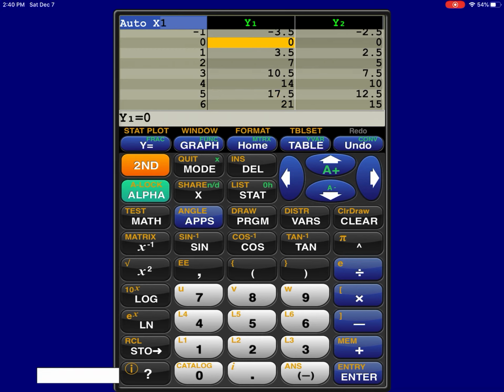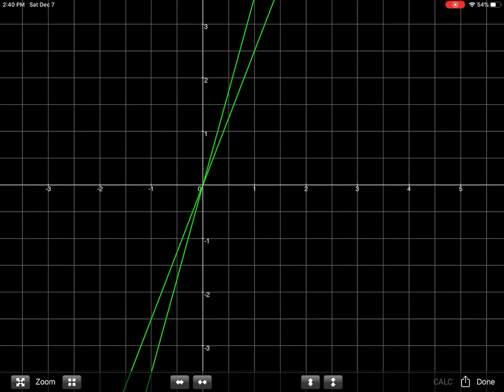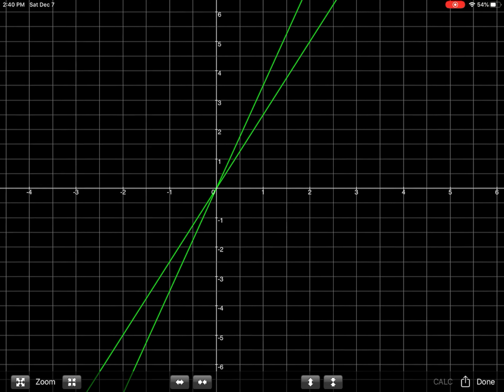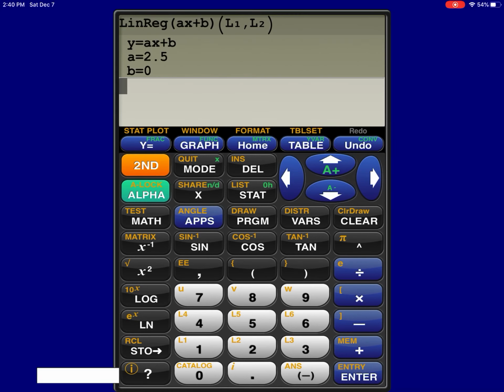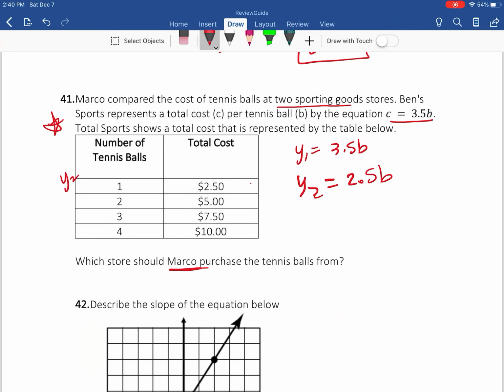So if I notice, if I look at this and I were to graph, let's go to graph. Okay, they're going to intersect here at 0, 0. So right off the bat, company 2 is going to give me the cheaper cost. I can notice that too because it has the smaller slope. So that lets me know that company 2, so you should buy from Total Sports.